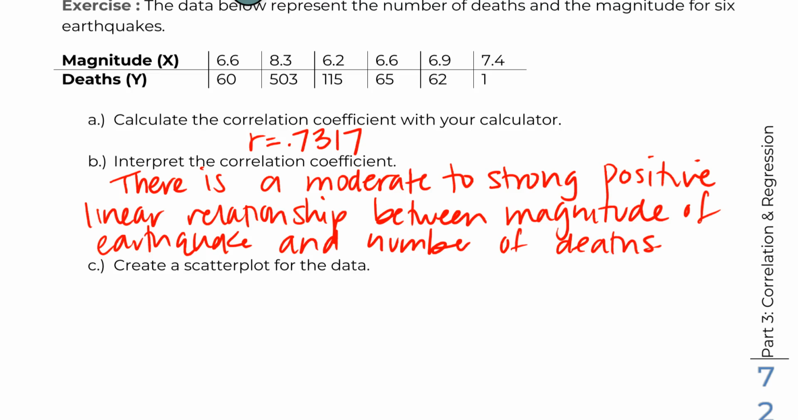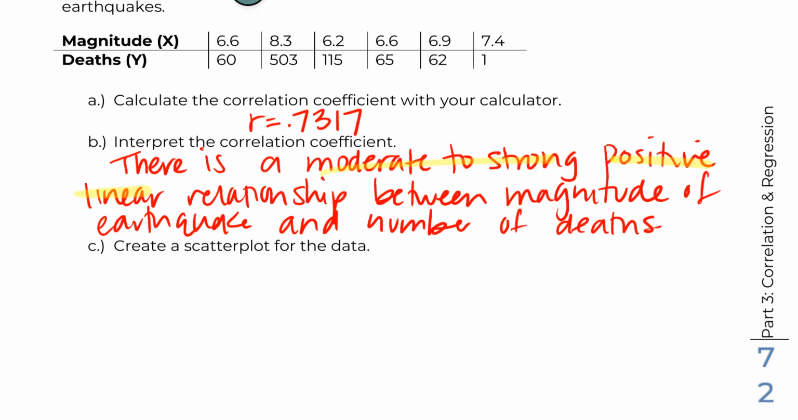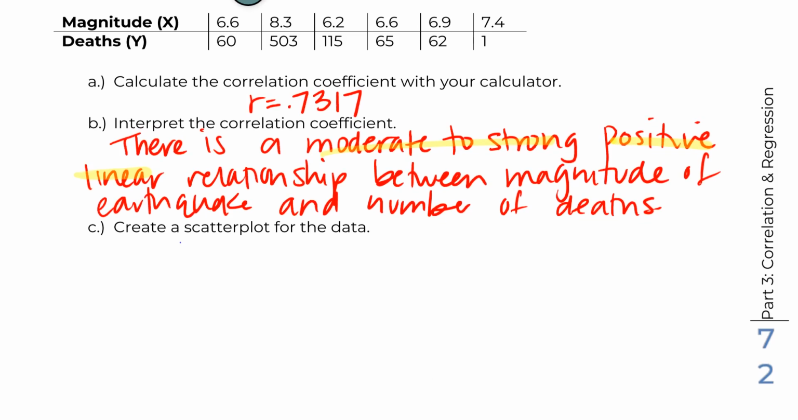So far, this seems pretty straightforward. That does make sense: stronger earthquake, more people die. We're feeling pretty good about this interpretation. We got all our points: we got our strength, we got our direction, we got linear, and we got our context. But then it says, let's go ahead and create a scatter plot, which should have been the first thing we did. So I'm going to just do this by hand, as gross and terrible as that is.